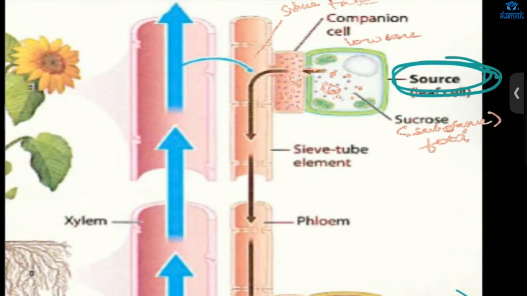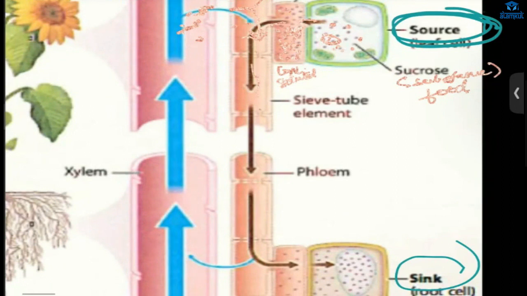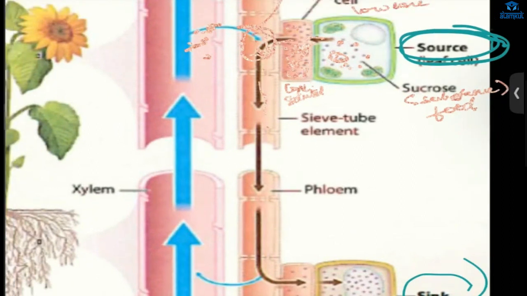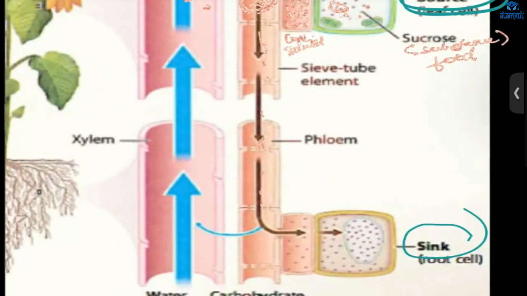Then here, if there is more concentration of sucrose, what will happen? Here is concentrated solution, and here we have dilute solution, more water content. So water will come in, and this sucrose is also there. Sucrose plus water will start moving, and it will start transporting to the sink.